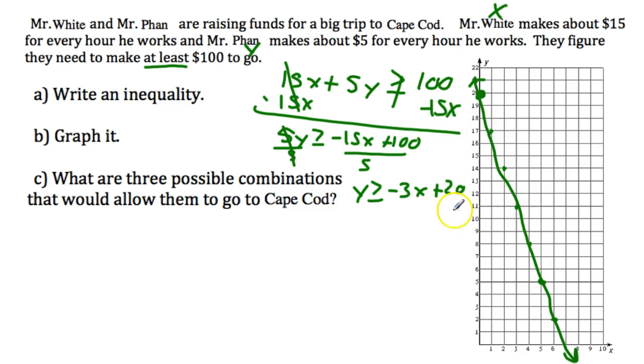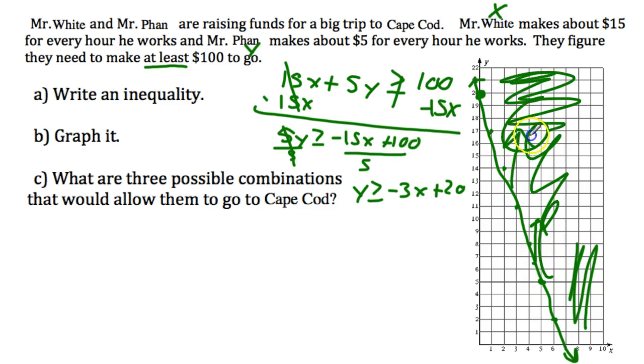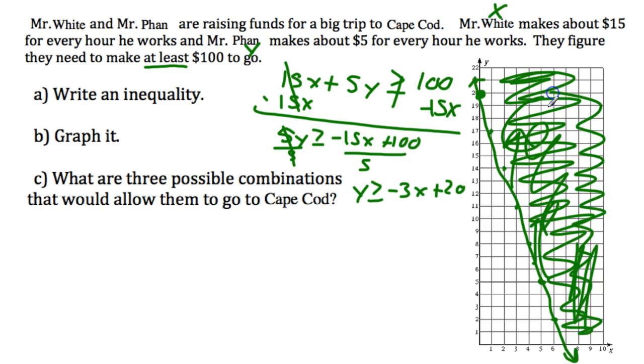And where do I shade? Below or above? It says y is greater than or equal to negative 3x plus 20. So greater than or equal to, that is above. Remember, you draw arrows going up for above. So it's everything up here. Any combination up here would work. So what are 3 possible combinations that would allow them to go to Cape Cod?